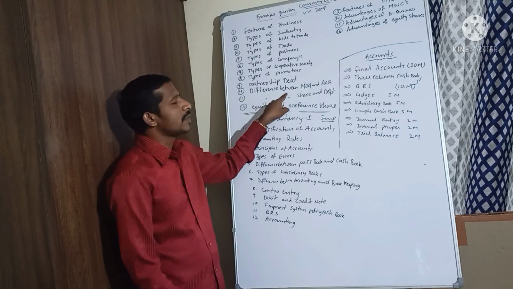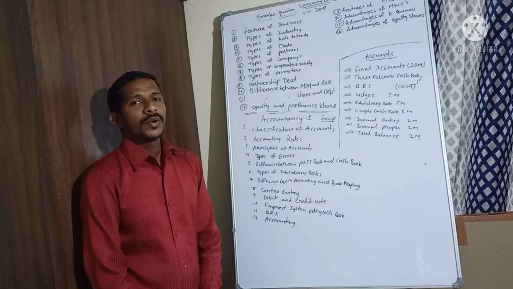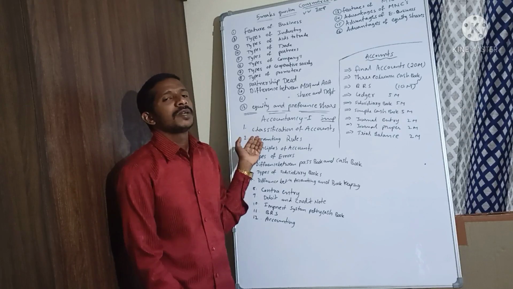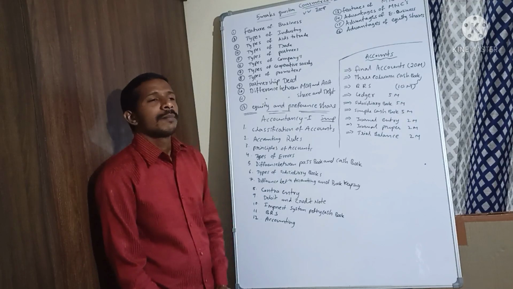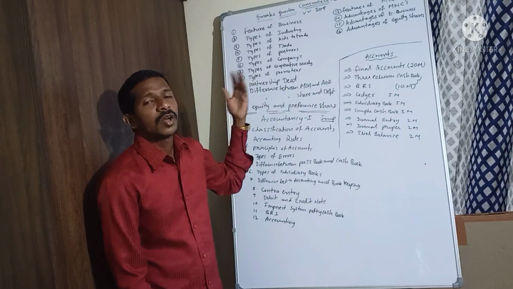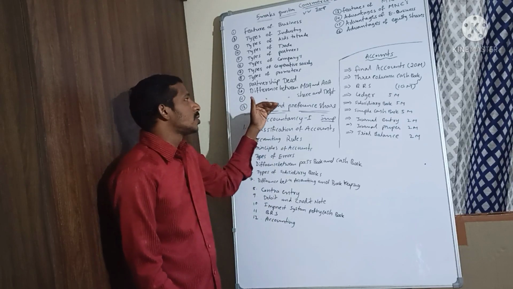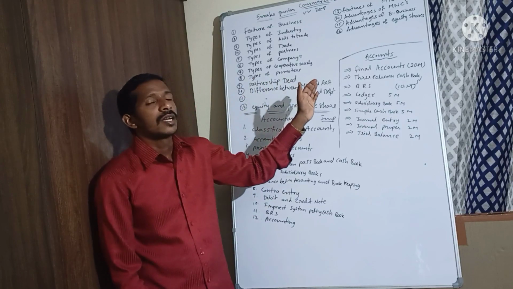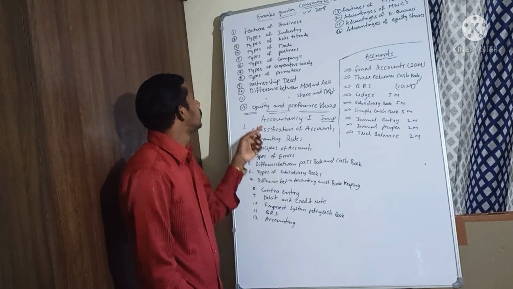Next, the 10th question, difference between the MOA and AOA, the Memorandum of Association and Articles of Association. Memorandum is an external document, articles is an internal document. Memorandum is the constitution of the business, articles of association is the rules and regulations of the business.